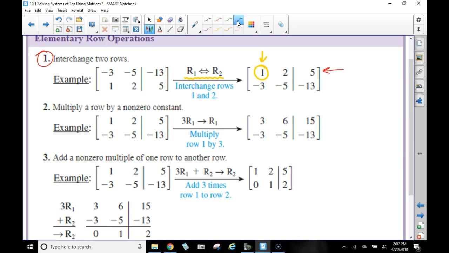Number 2, it says you can multiply a row by a non-zero constant. That's the second one. So let's say what we want to do is multiply row 1 times 3, and that's going to yield, that's what that arrow means right there, a new row 1. Okay? That's the notation you want to get down to track what you did, but essentially we are taking 3 multiplied by row 1 to get a new row 1. Okay, that's the second thing.